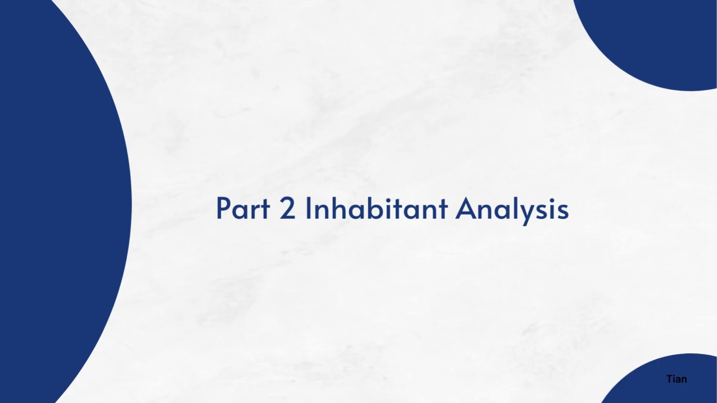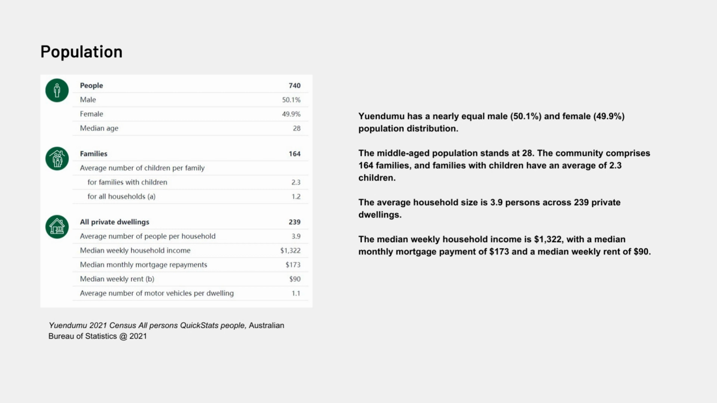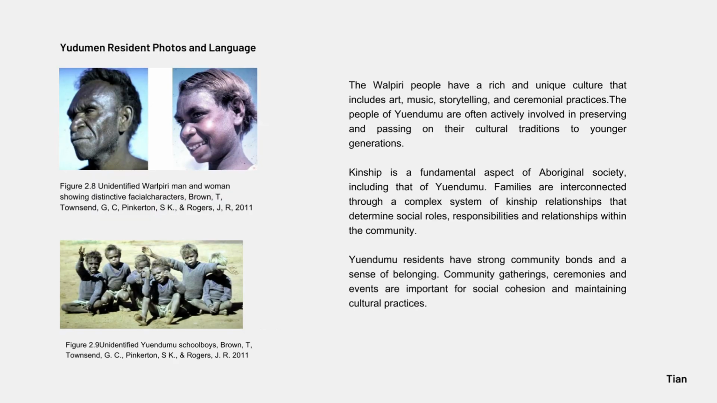And as we can see, this is part 2, inhabitant analysis. This is population. Yuendumu has a nearly equal male and female population distribution. This is a Yuendumu resident photo, and as we can see, the top image is a male and female Yuendumu resident, and the bottom is their child. Yuendumu residents have strong community bonds and a sense of belonging, and community gatherings, ceremonies and events are important for social cohesion and maintaining cultural practice.